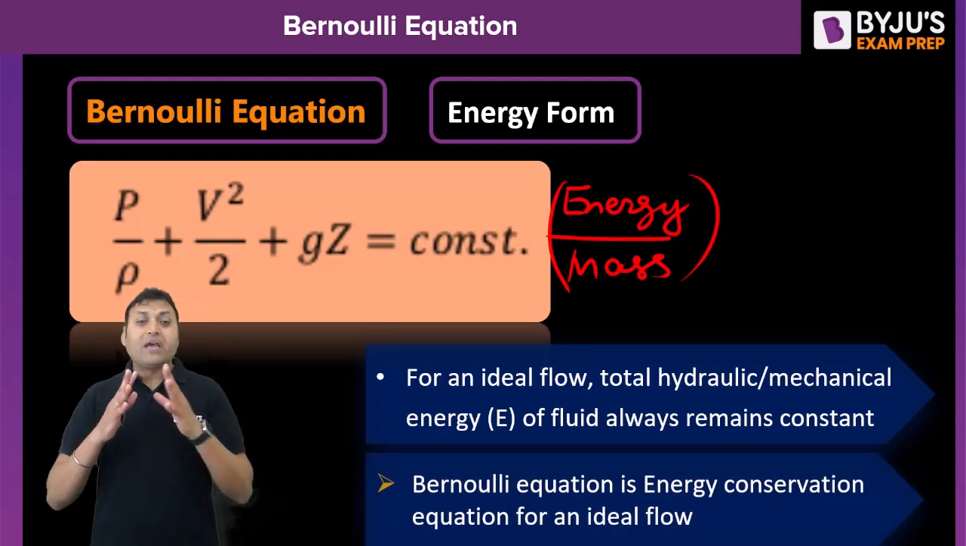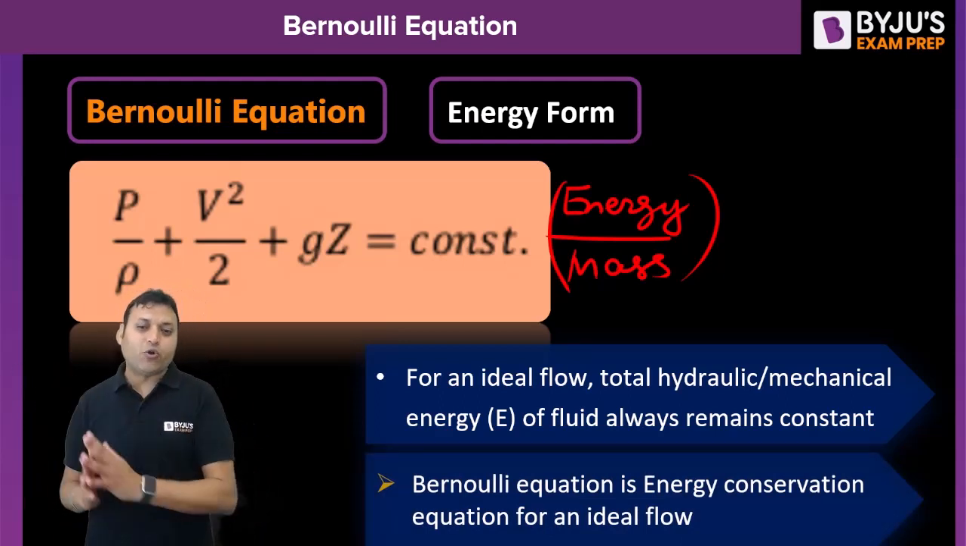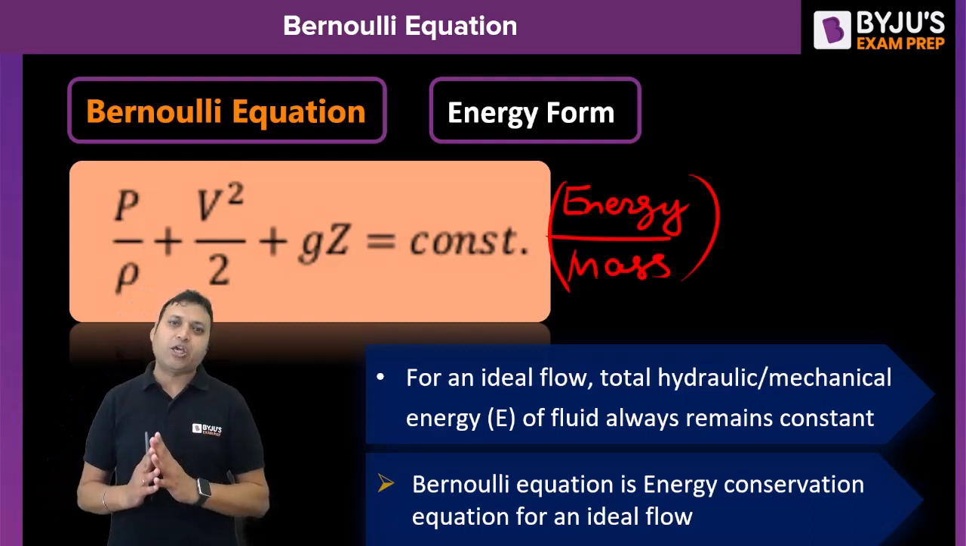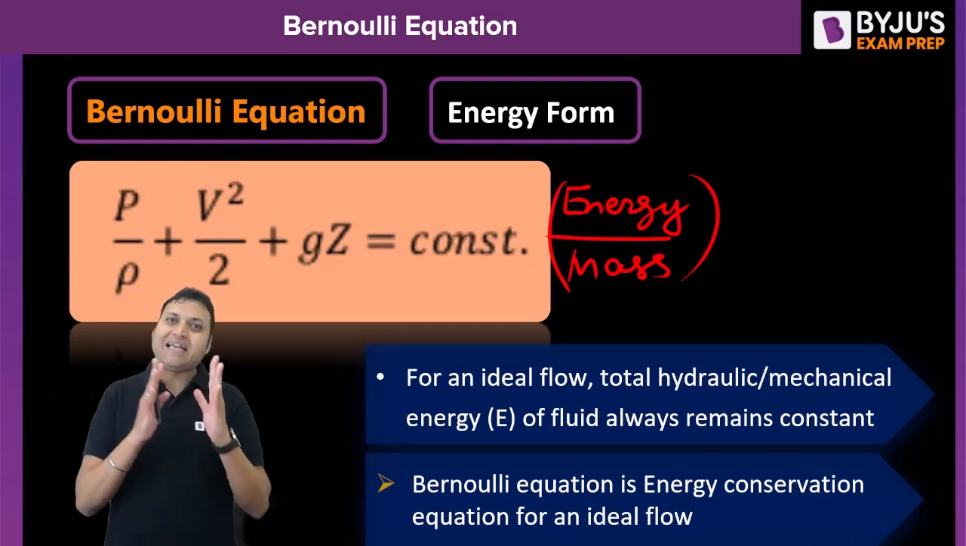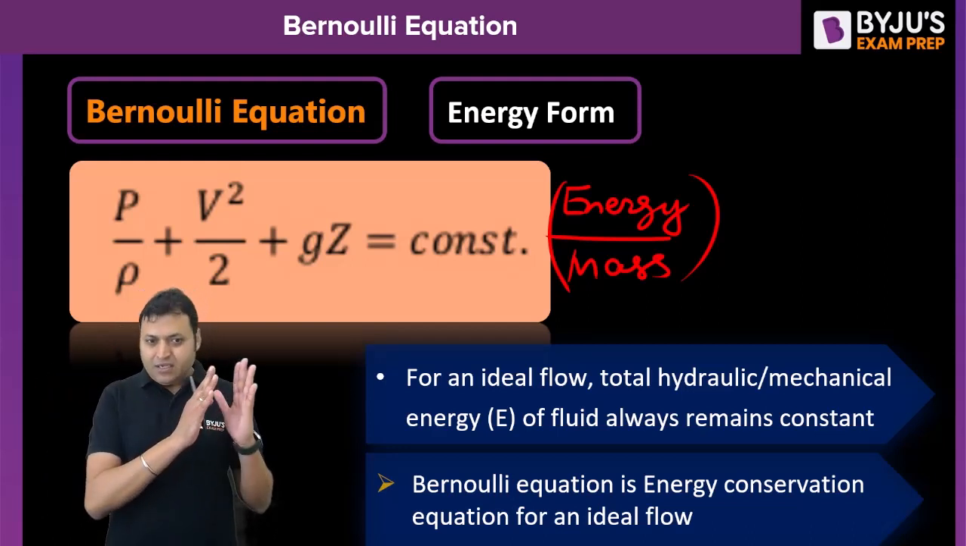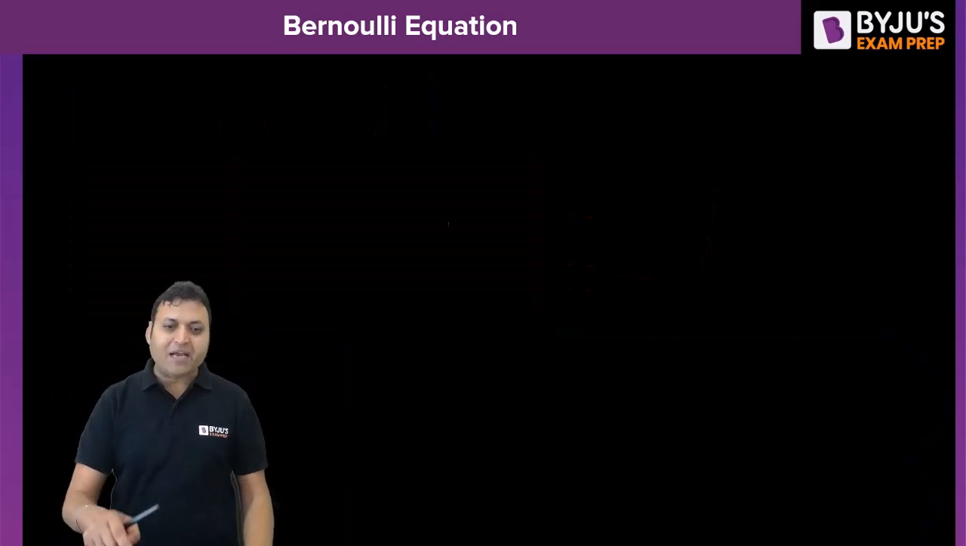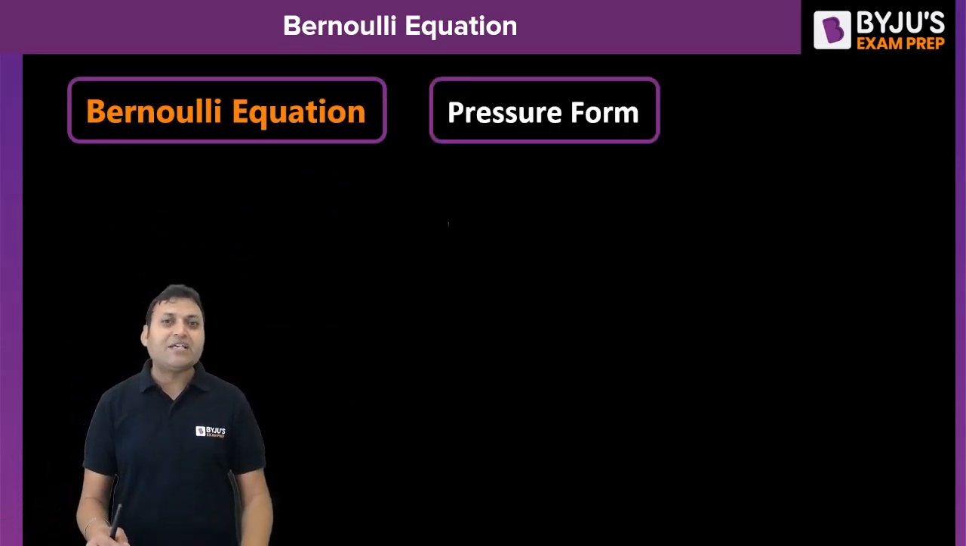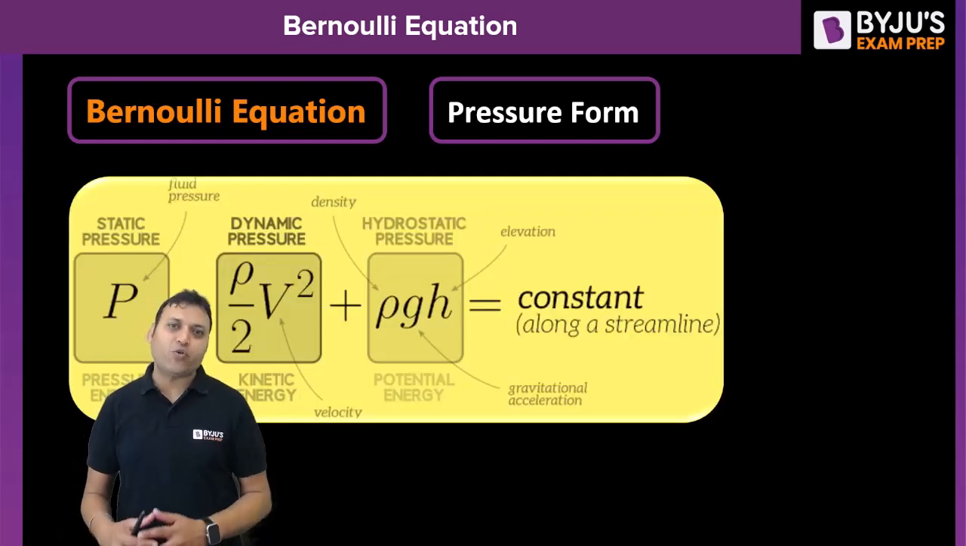Alright. So this is the energy form of Bernoulli equation. If we multiply this equation with rho, the density of the fluid, the left hand side will become, the right hand side will become constant. Constant multiplied by rho. Rho is a constant parameter for incompressible fluid. So that will give rise to the pressure form of the Bernoulli equation.